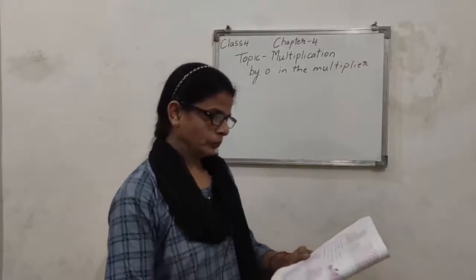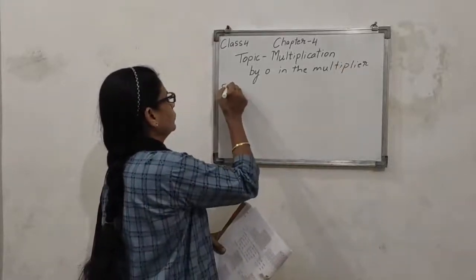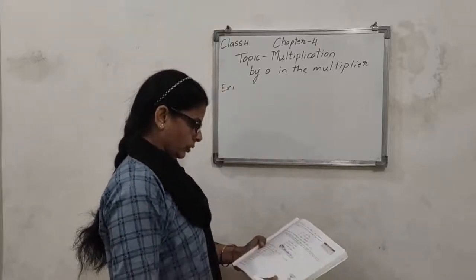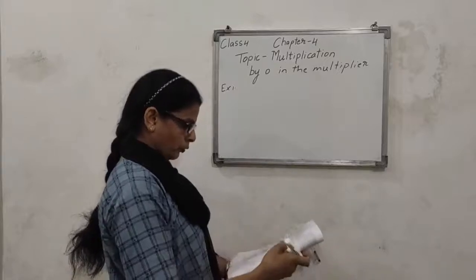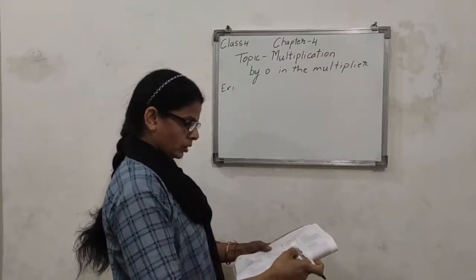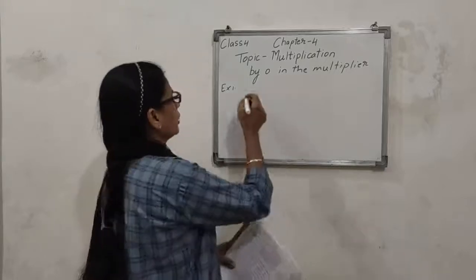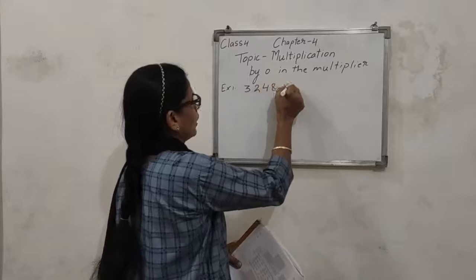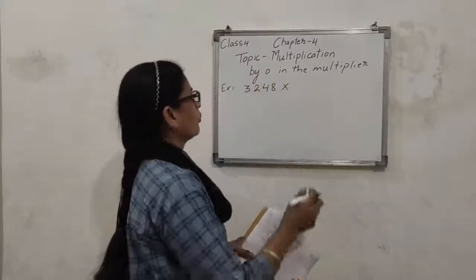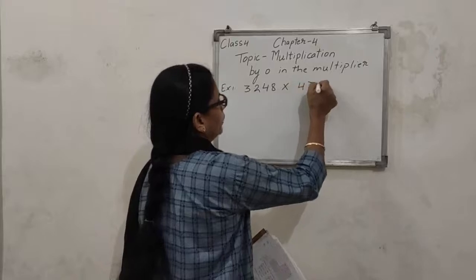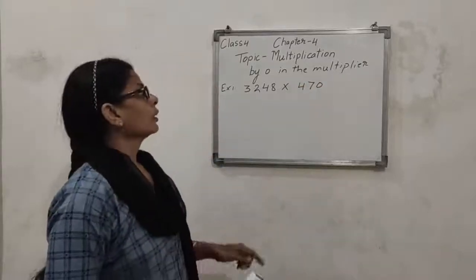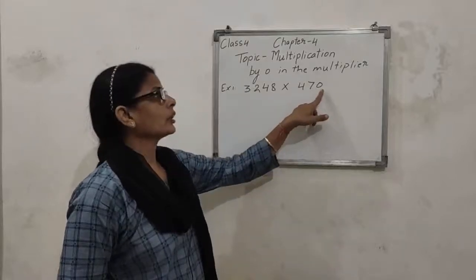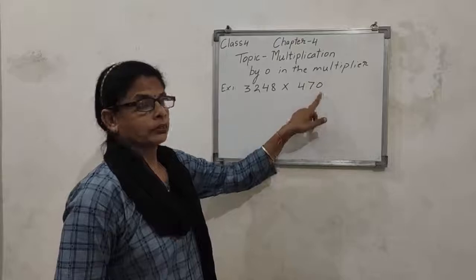First example, 3248 multiply by 470. We will multiply the 4-digit number by a 3-digit number with the 0 in the multiplier.